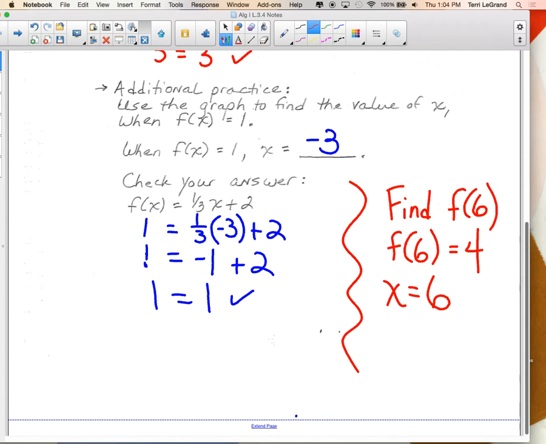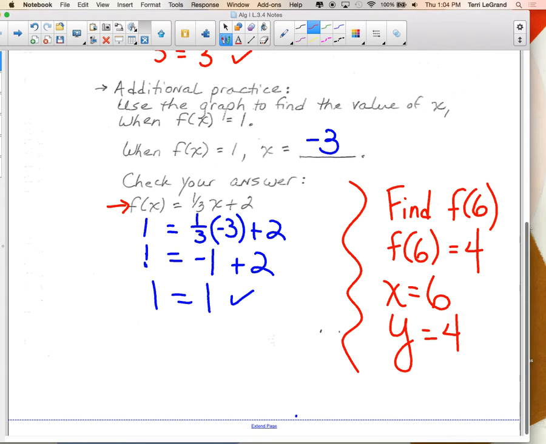So you can do like Carter did, you can put 6 into the function, and you'd multiply 6 by 1/3. He said you get 2 when you do that. Add 2 to it, and you would have your value of 4, and that 4 is really the what? The y value. So we now know that the y value is 4.